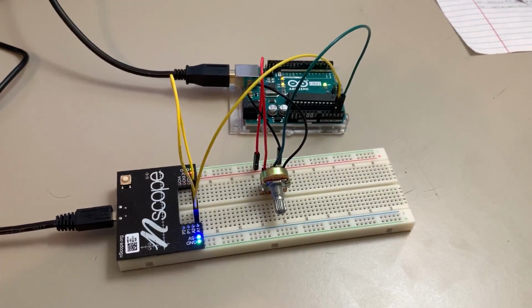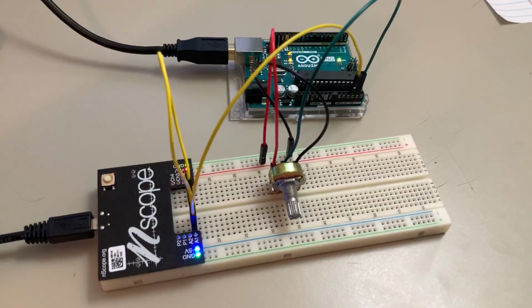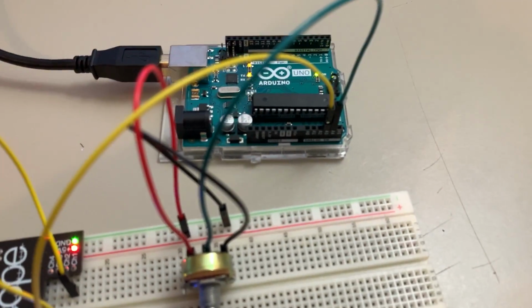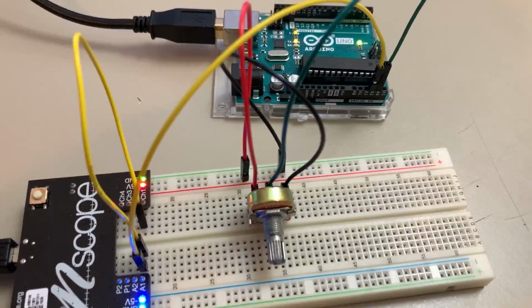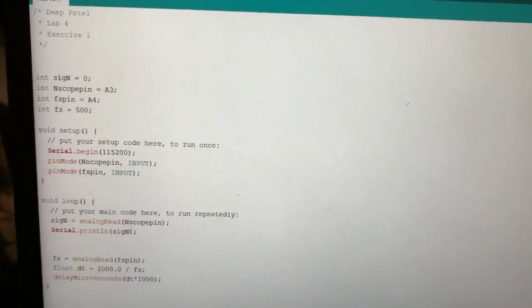Hi, this is my lab 4 experiment. So this is exercise 1, and this is my circuit. I have an analog pin going for the oscilloscope and one analog pin for the potentiometer. It's wired up. This is my Arduino code.